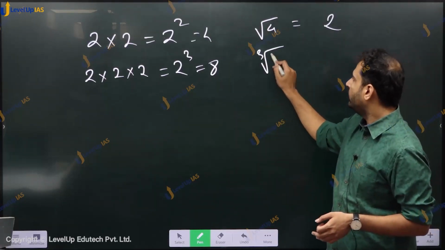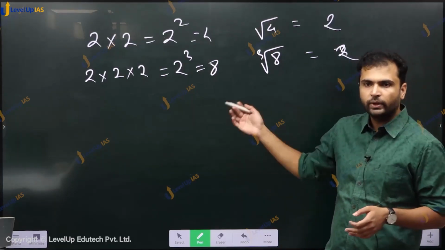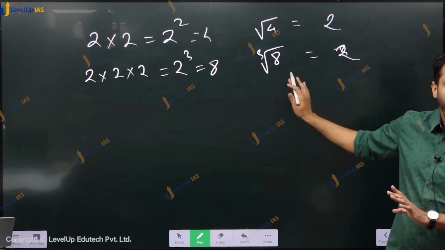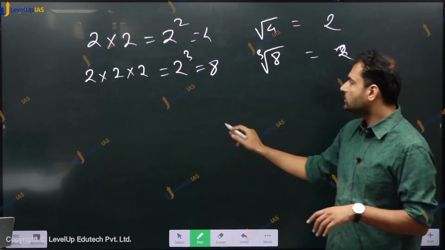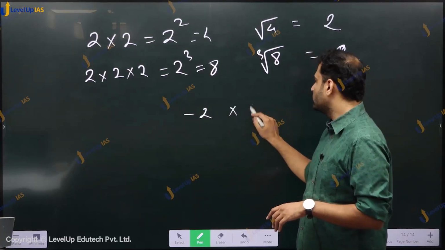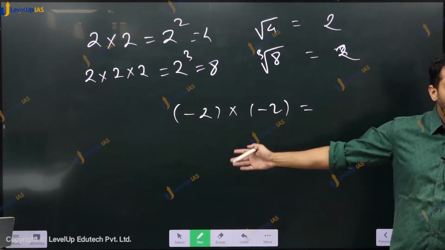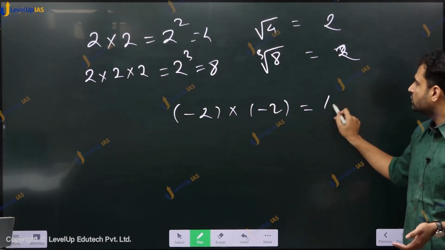Cube root of 8 as 2. Square, square root, cube, cube root. Definition fundamentally ठीक है. Fine. But here the thing to note is, -2 into -2 क्या होगा? We have seen this. Negative number into negative number is positive. So it also becomes 4.